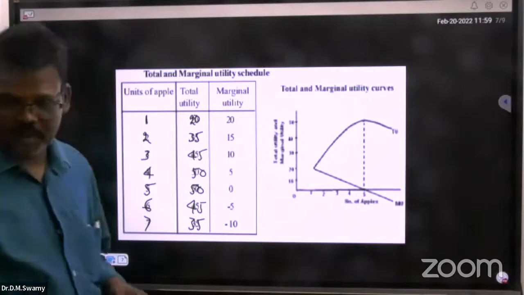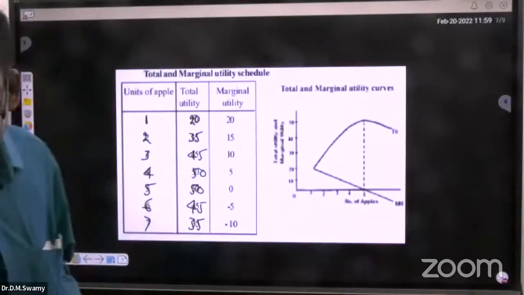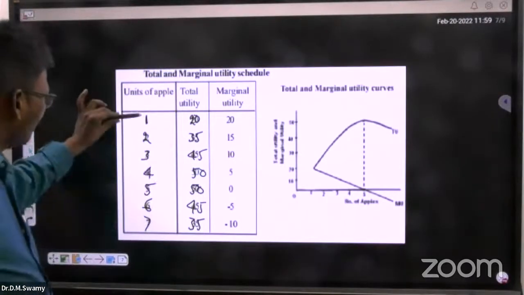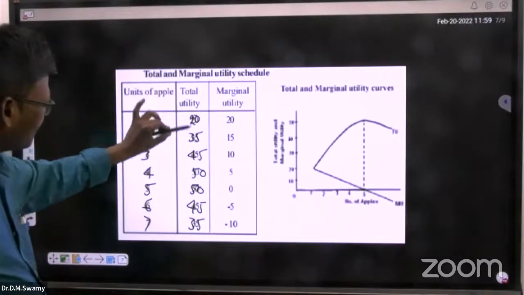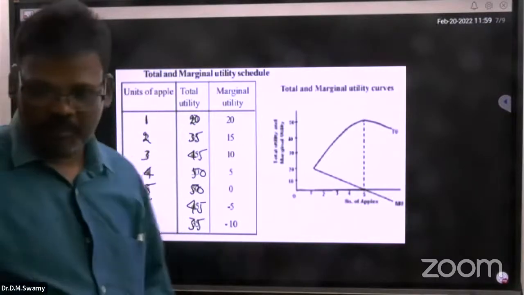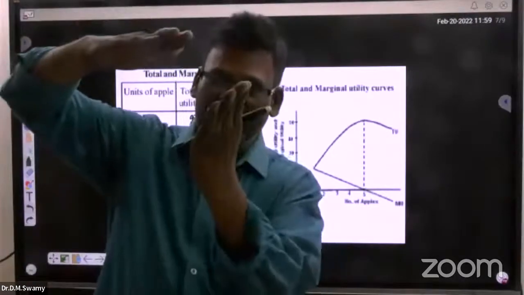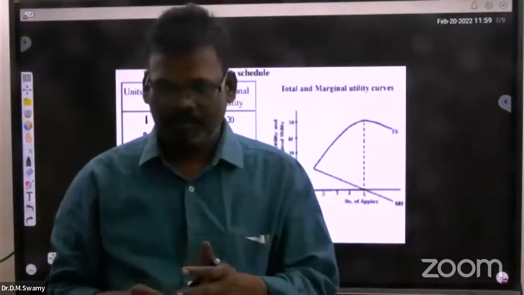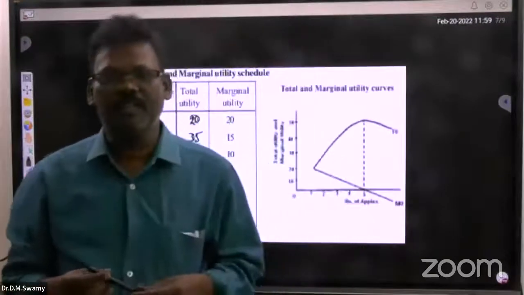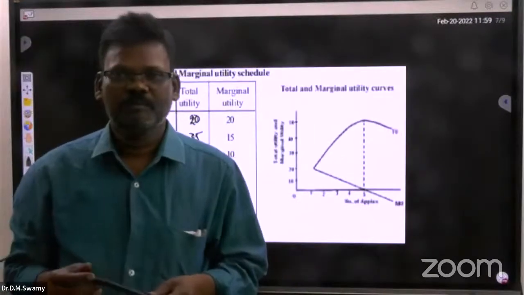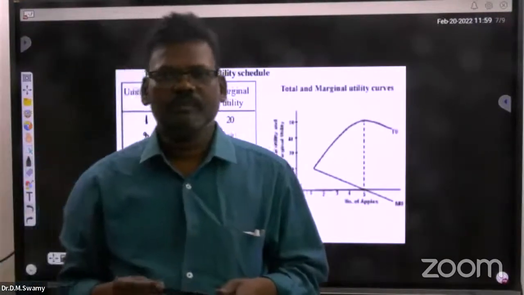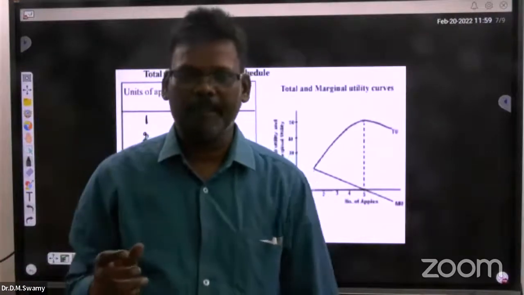When the commodities are increasing, the total utility is increasing. But after some level, the level of satisfaction will reach the maximum level. That is what we can see.